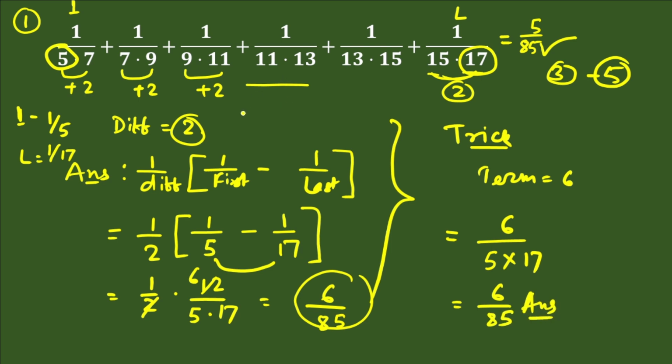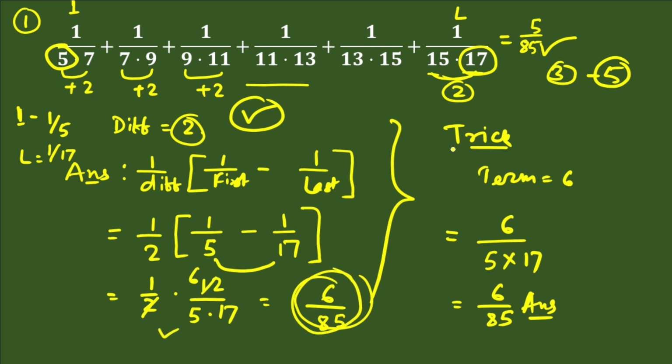So there are two methods. The first method is conceptual. Here we write 1 divided by difference multiplied by 1 by first term, that is 1 by 5, and the last term, that is 1 by 17. After simplifying, we get the answer.